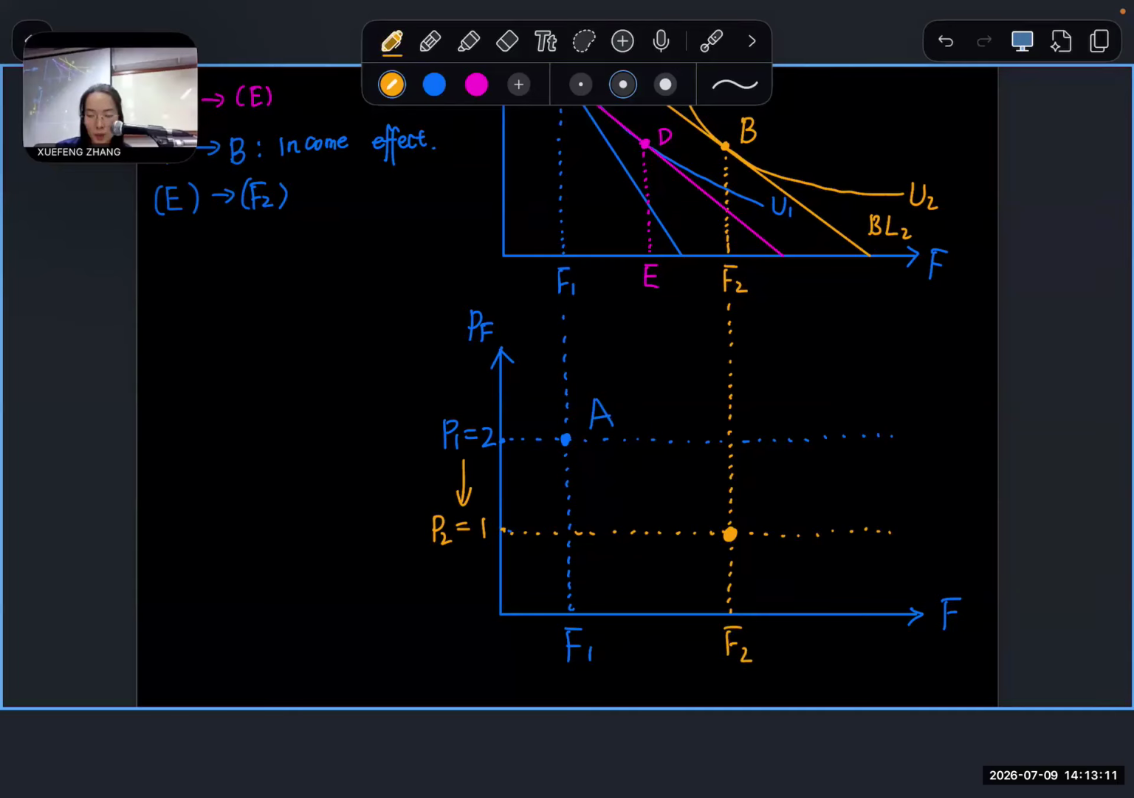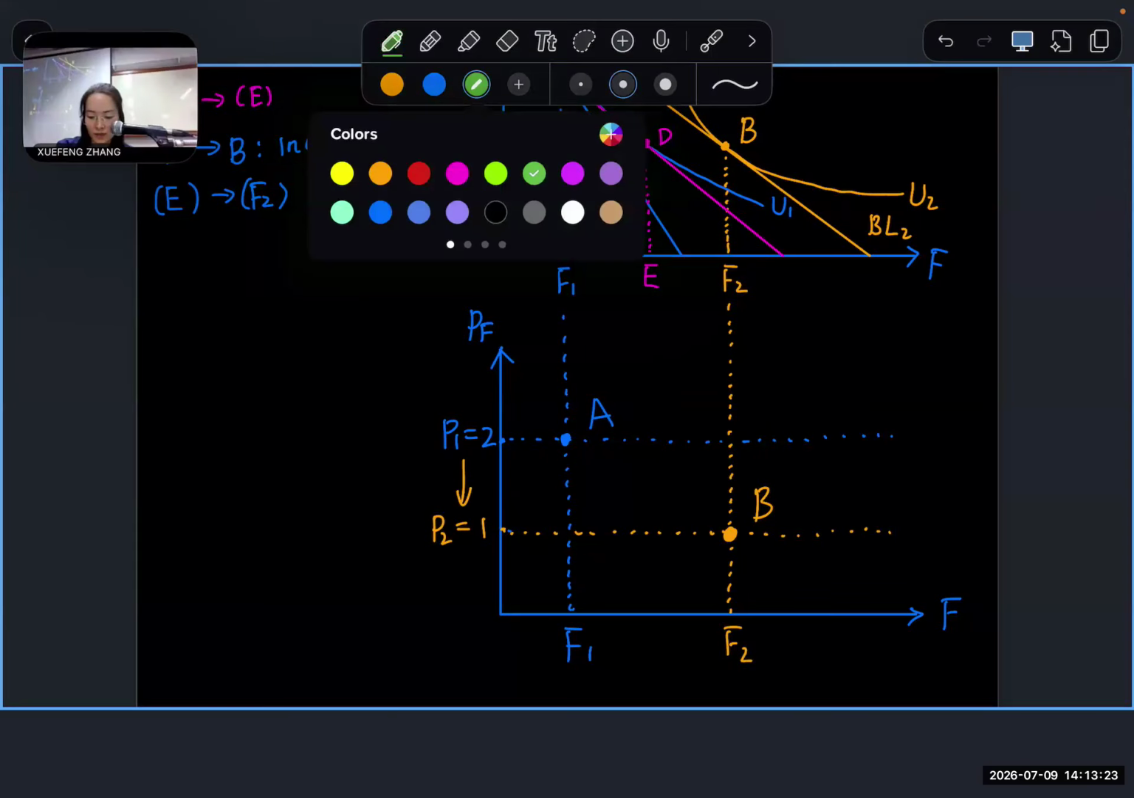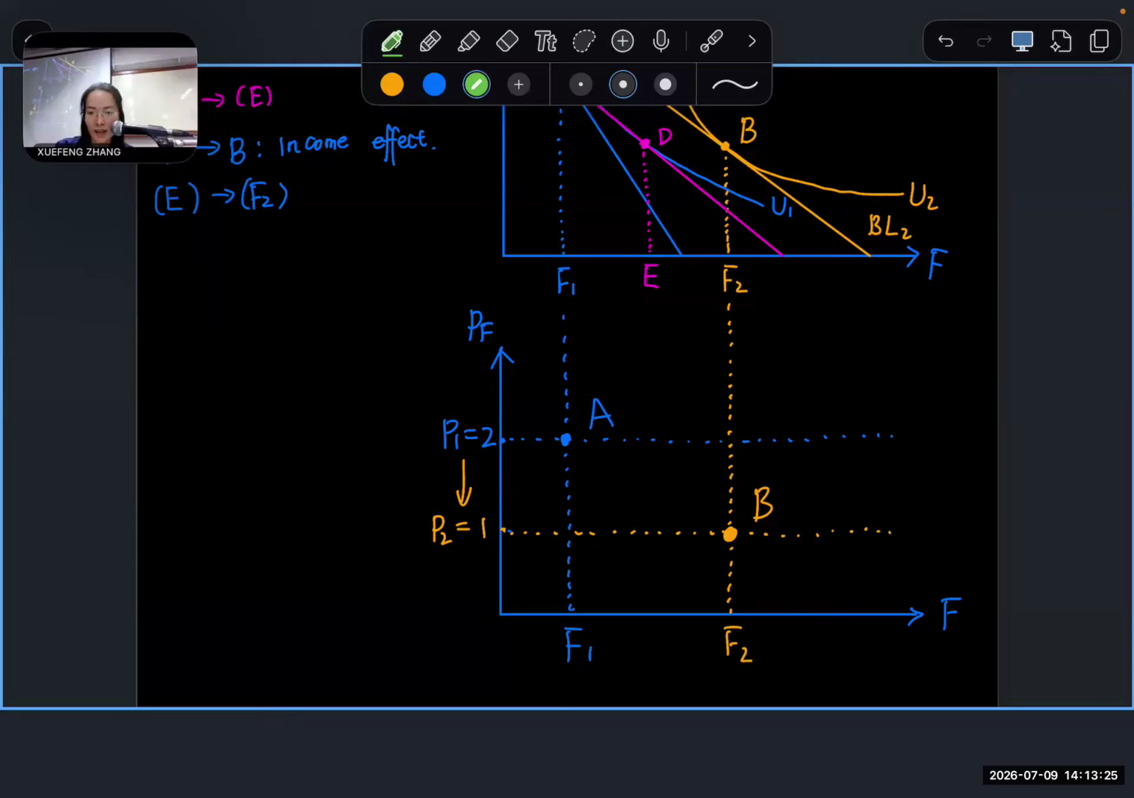And the blue one is point A, the yellow one is point B. So with two points, we can find one line, right? So here I have, I just connect it. This is the demand curve for food.